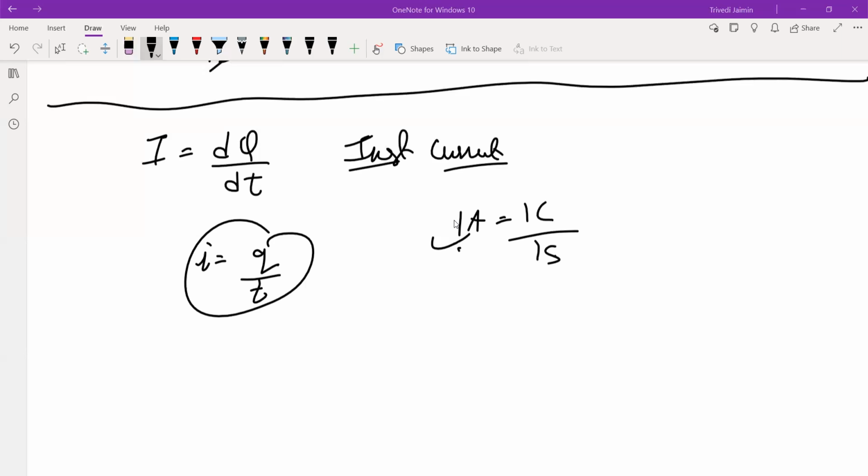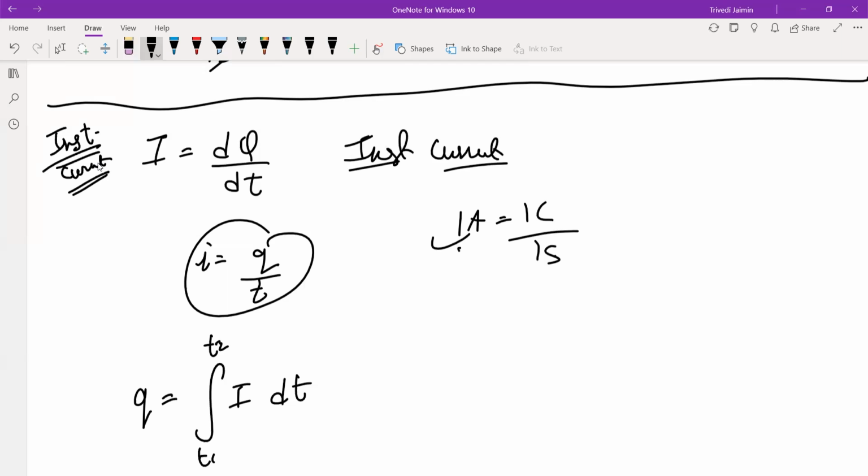So now the application: we wrote that formula, I equals dq by dt. This is differentiation. If I want to find Q, I will integrate I dt with limits t1 to t2. This was instantaneous current. This is the application.